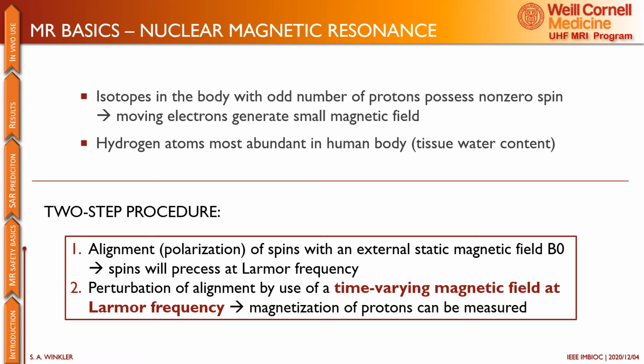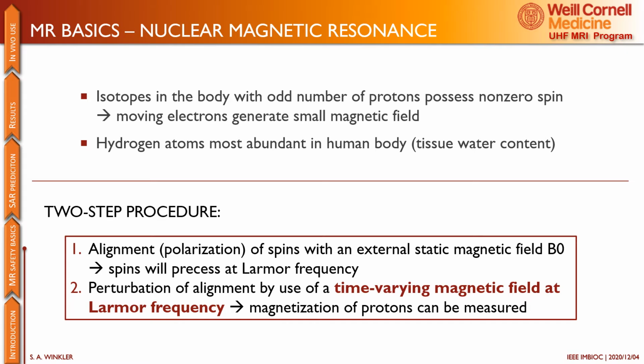Now, you could do that with several isotopes in the body that have these characteristics, but really the most widely used one is hydrogen because it has very high tissue water content. Now, what do you do in order to get an MRI signal? Well, the first step is that you align all of the spins to either be spin up or spin down by using an external static magnetic field B0. That field is usually really high. It's like 3 Tesla clinically right now, or 7 Tesla or higher, which is called ultra high field MRI. Those are usually only used in research with some limited clinical applications already.